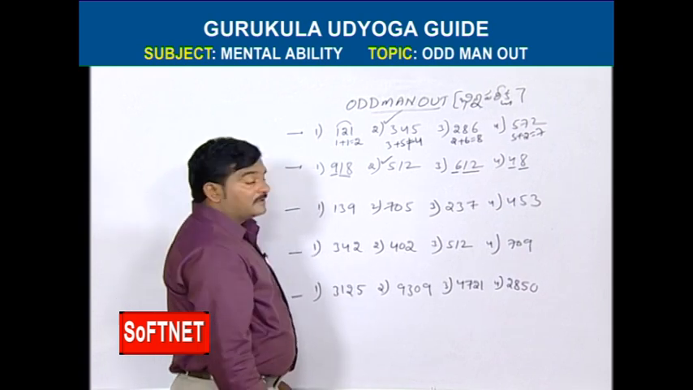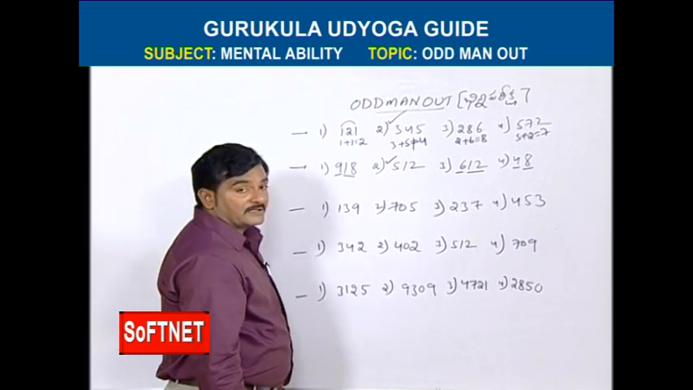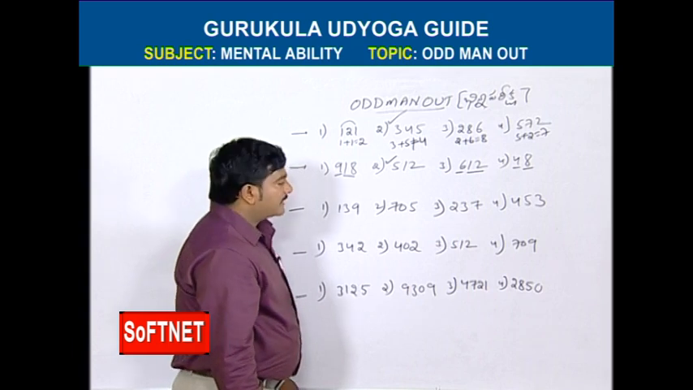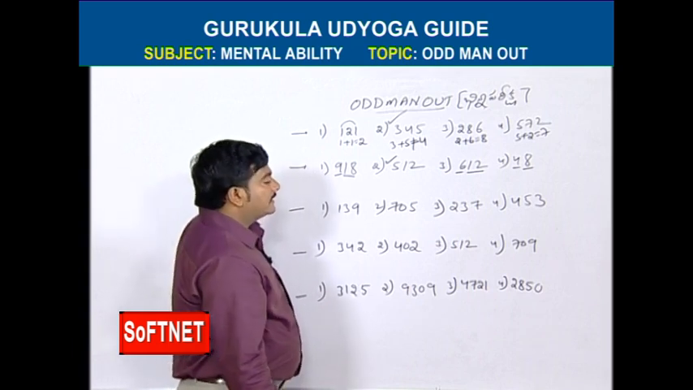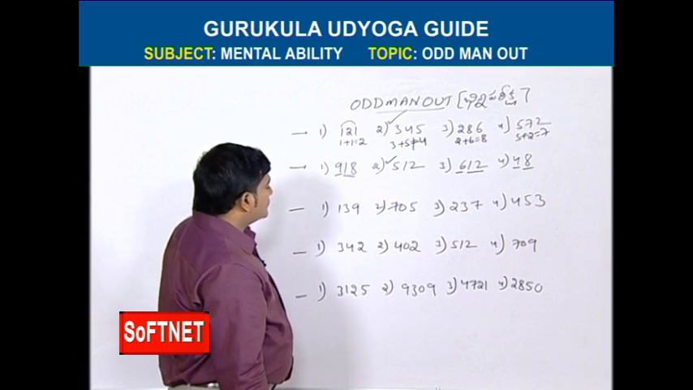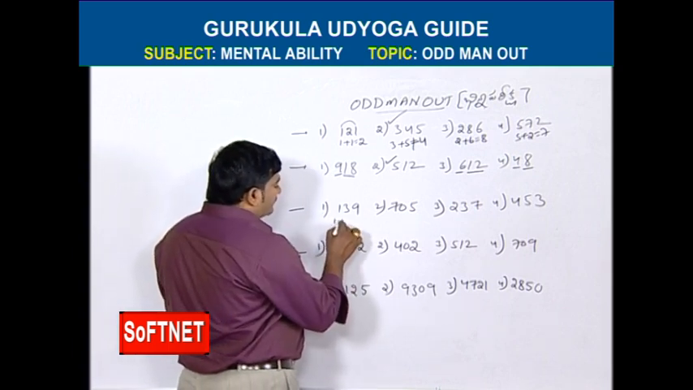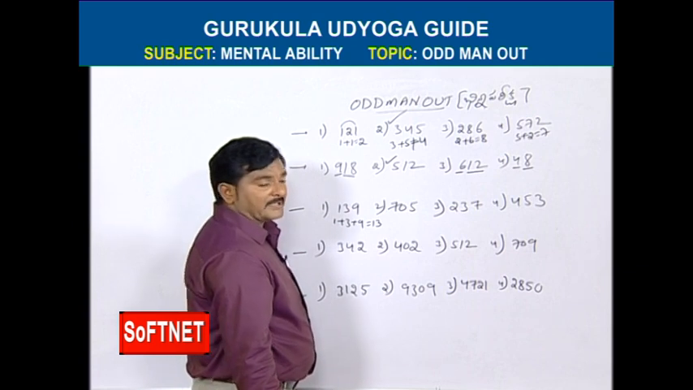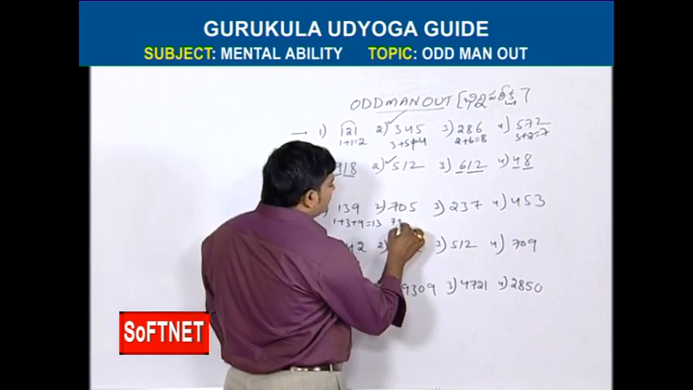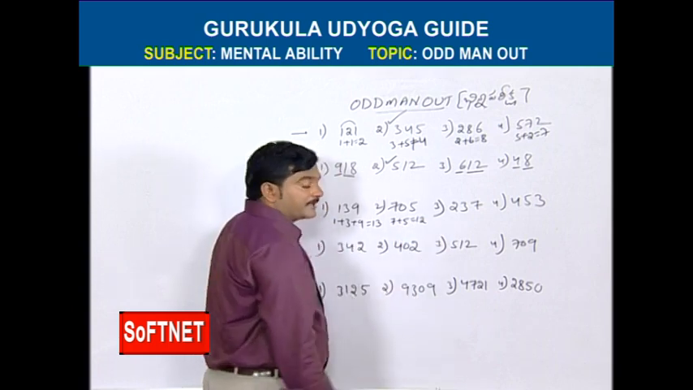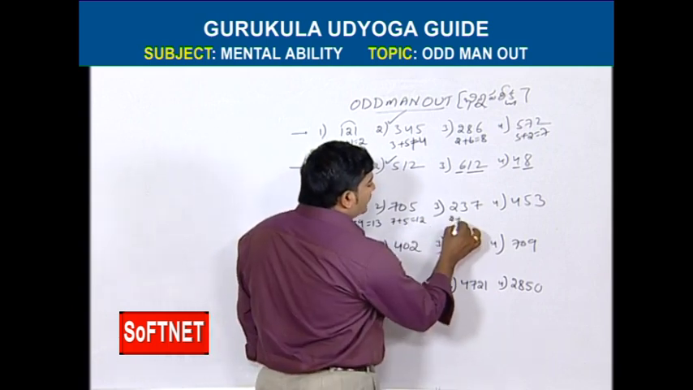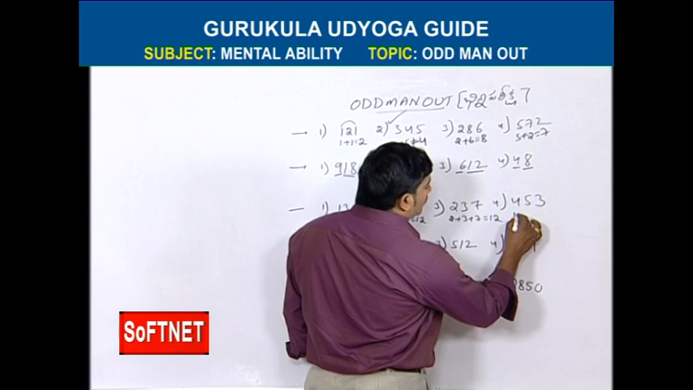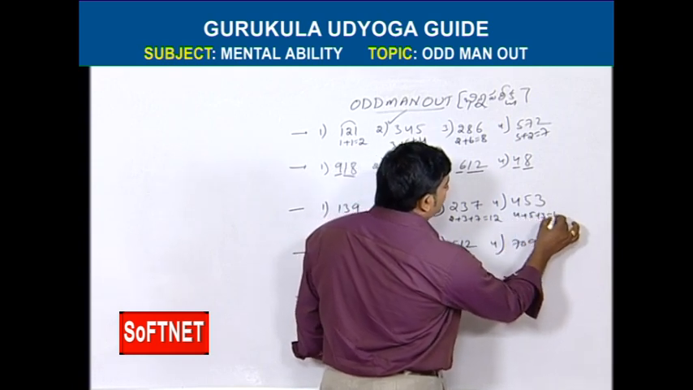Similarly, observe this: 138, 705, 237 and 453. See what is the logic involved in this question. Add all these numbers. 1 plus 3 plus 9, how much am I getting? 13. Similarly, 7 plus 5 is equal to 12. Similarly, 2 plus 3 plus 7, again 12. And 4 plus 5 plus 3 is equal to 12.